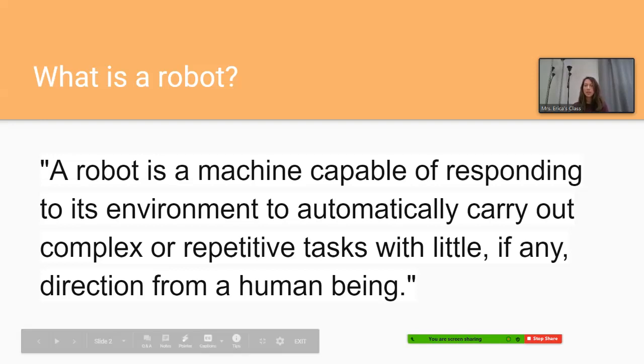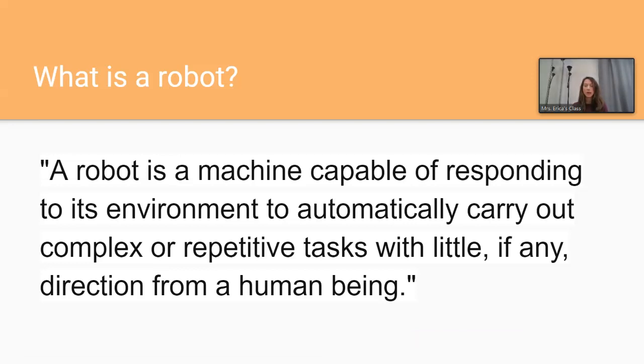So we know it's a machine. We know that it can respond to its environment, right? And we're going to be learning about which components help it to respond to its environment. We know that it needs to be able to do it automatically and with little direction from a human. If you remember, we talked about what a robot needs, right? The characteristics. It needs to be able to move. It needs energy. It needs sensing, right? To be able to sense around so that it can do what we're asking it to do. And it needs intelligence to be able to make a decision about whatever it's sensing in its environment. So these are really important things.